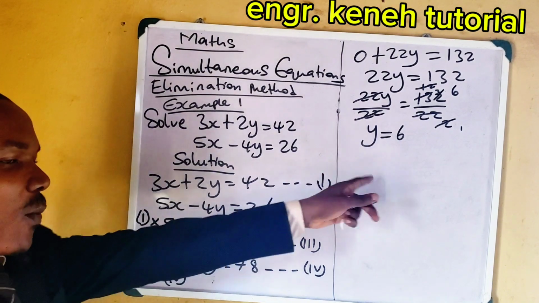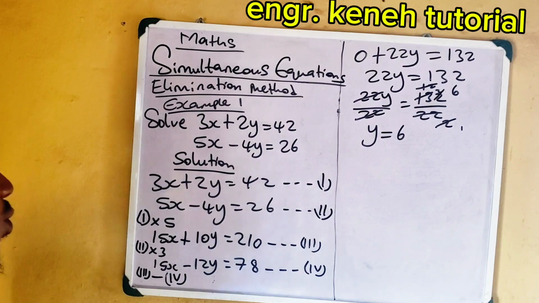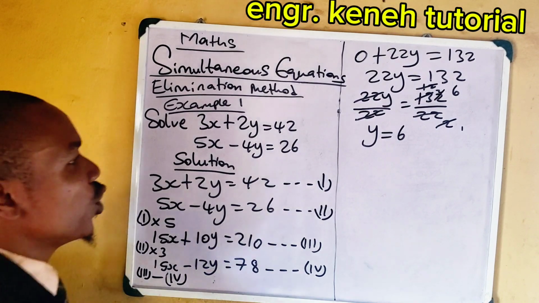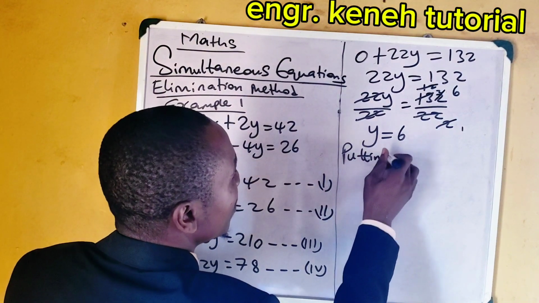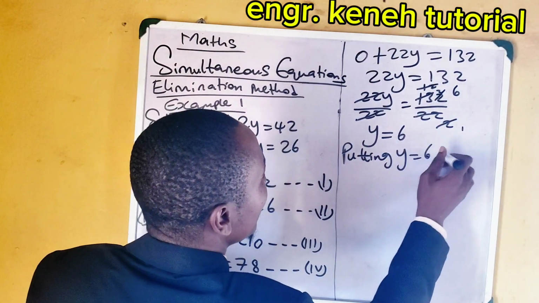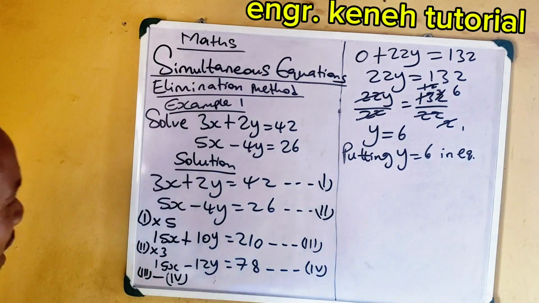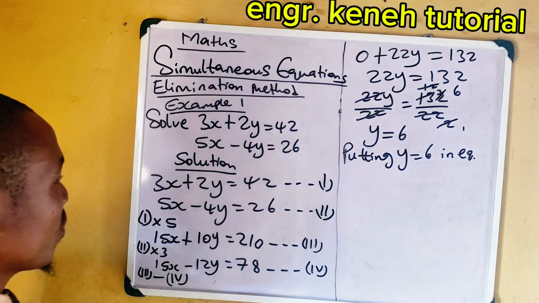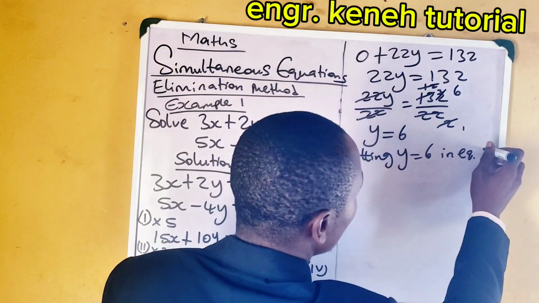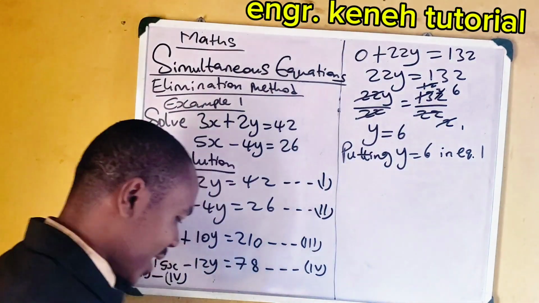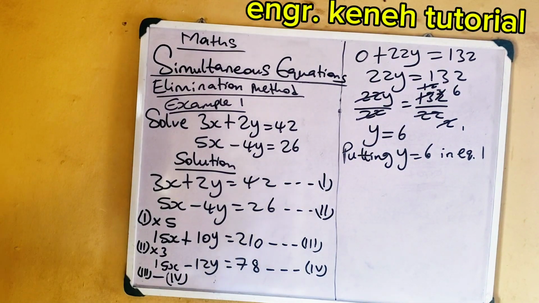Alright, so since we have found the value of one unknown, which is y, you now look for the value of the other unknown. You say put in, or you may write substituting, whichever one. Putting y equals to 6 in equation. Just choose the equation that is smaller, or the one that will be easier for you to solve. I will choose equation 1. I will say in equation 1, but if you choose equation 2, you still get the same answer. Even if you choose equation 3 and 4, the same answer. Any equation you choose will give you the same answer.